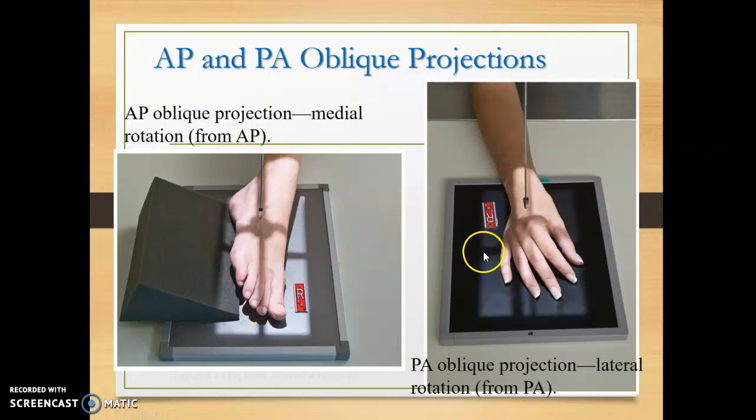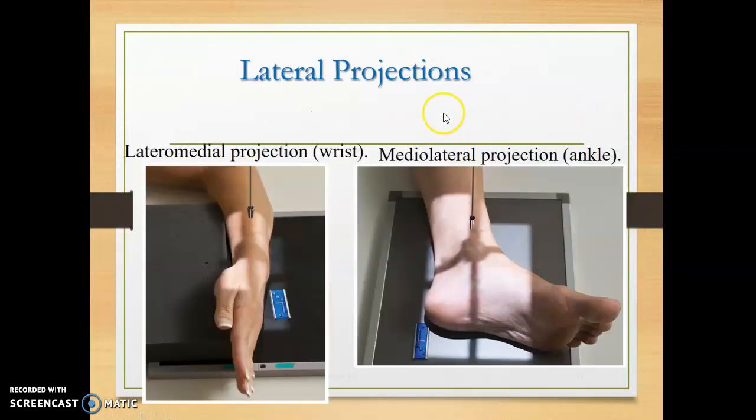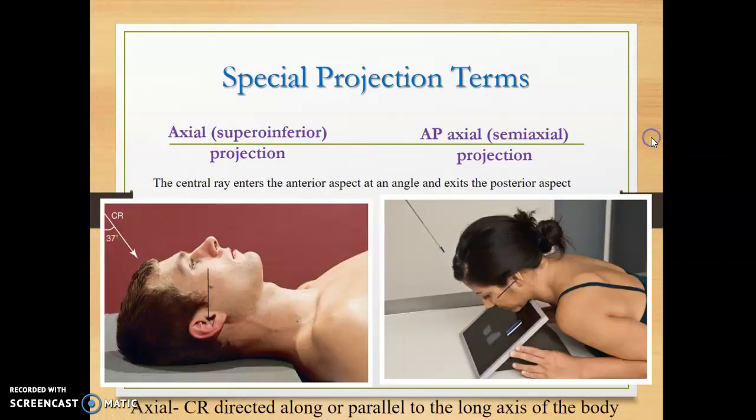This is considered a PA oblique hand because if you remember in anatomical position, the patient is standing with their palms facing front. Now we're entering the posterior, so it's a PA oblique. Lateral projections, there's either lateral medial or medial lateral, and those go back to the anatomical position as well.